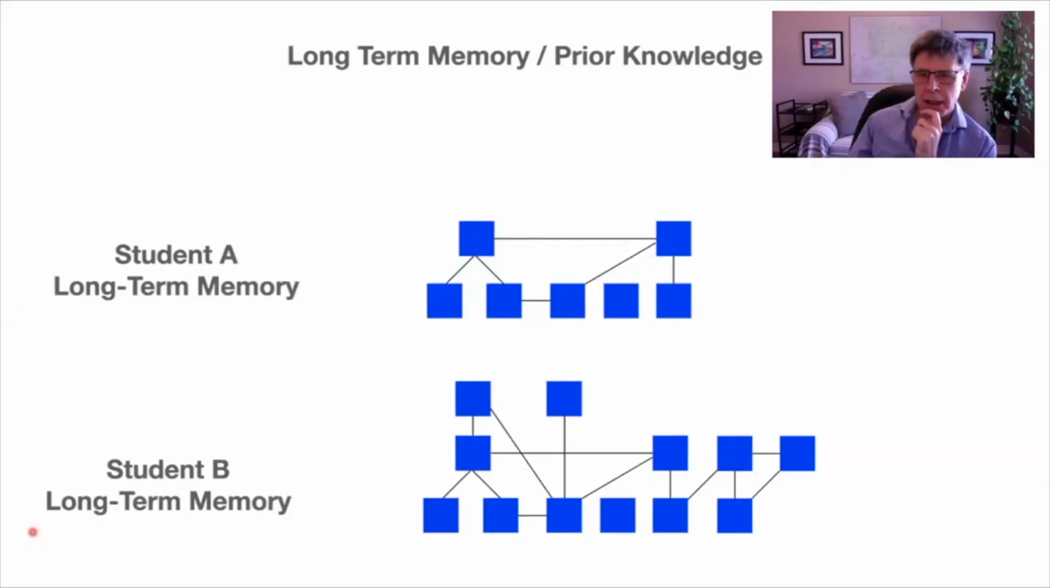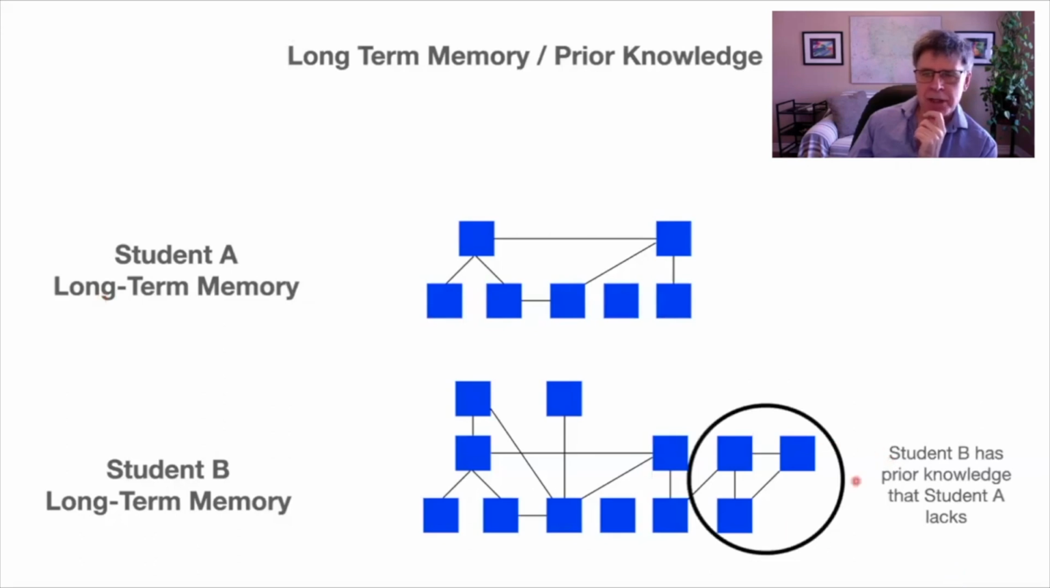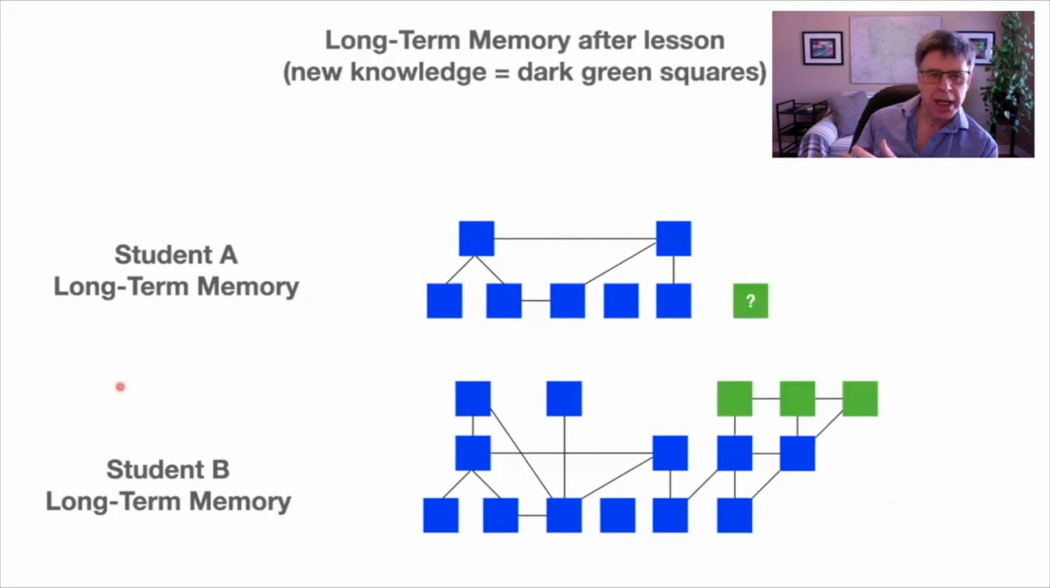There we go. You'll notice that student B has prior knowledge that student A lacks. So this is a problem for educators. Student B will be able to create links between new knowledge and this existing knowledge, and student A won't be able to do that. So let's assume an instructor teaches a new lesson, and that new lesson connects well to student B's prior knowledge. But student A doesn't have anything to connect that to.